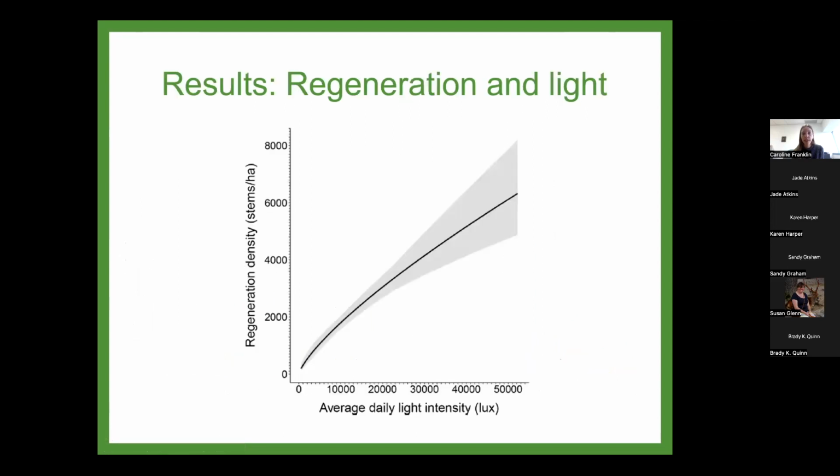And we can relate that to light. This is just showing the relationship between average daily light intensity and regeneration density. So where we found the most regeneration was where light intensity was the highest.